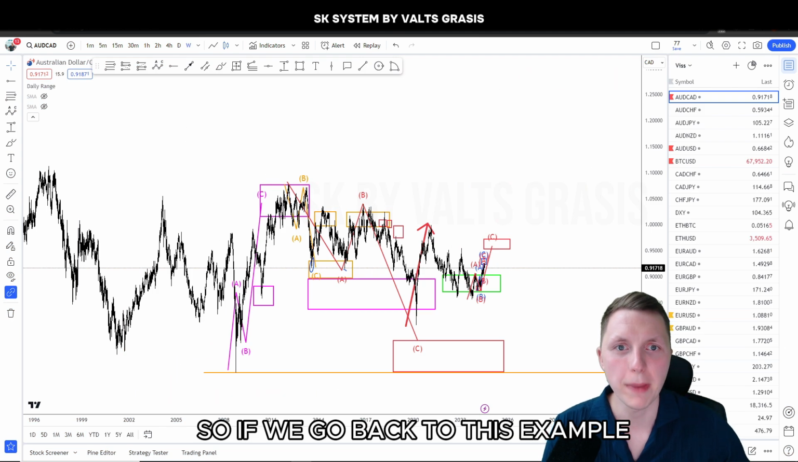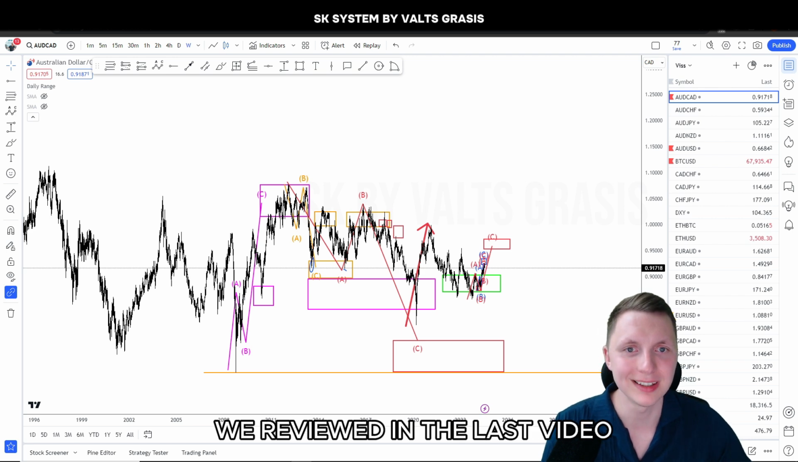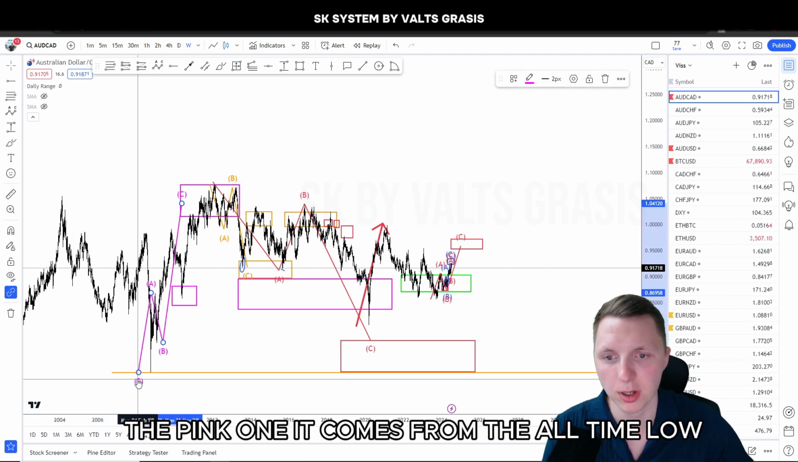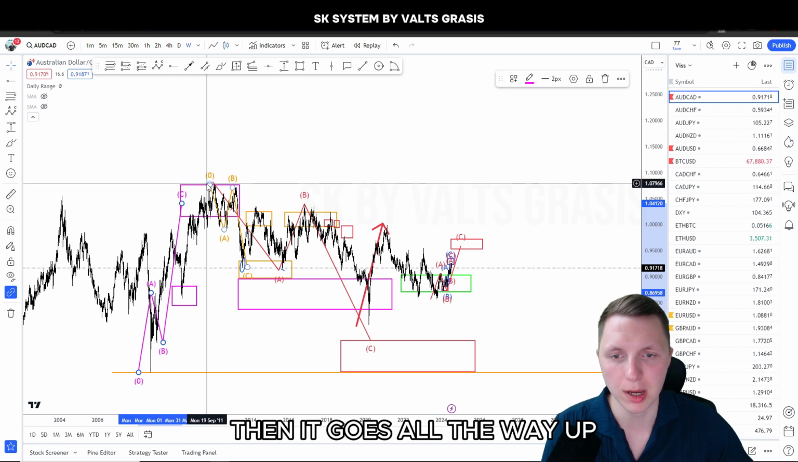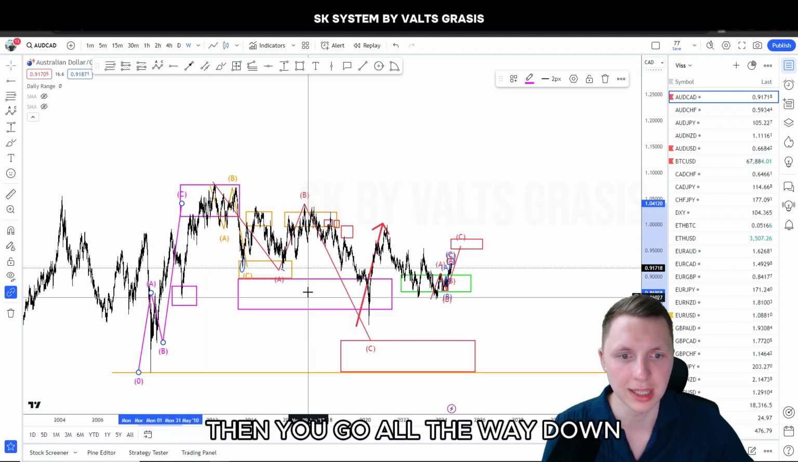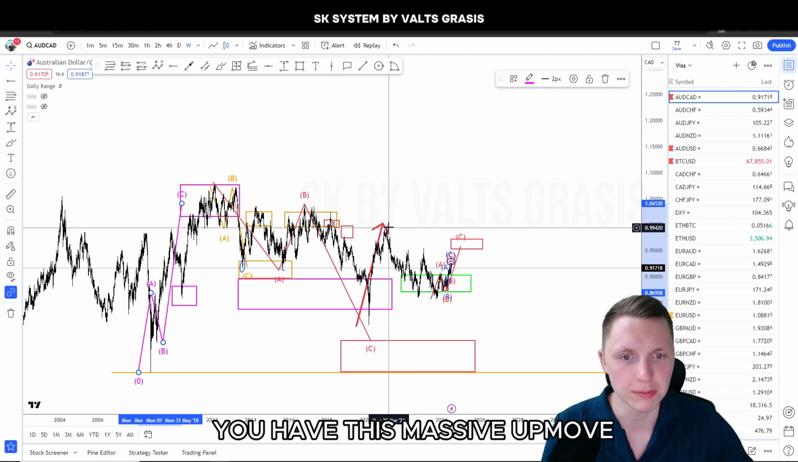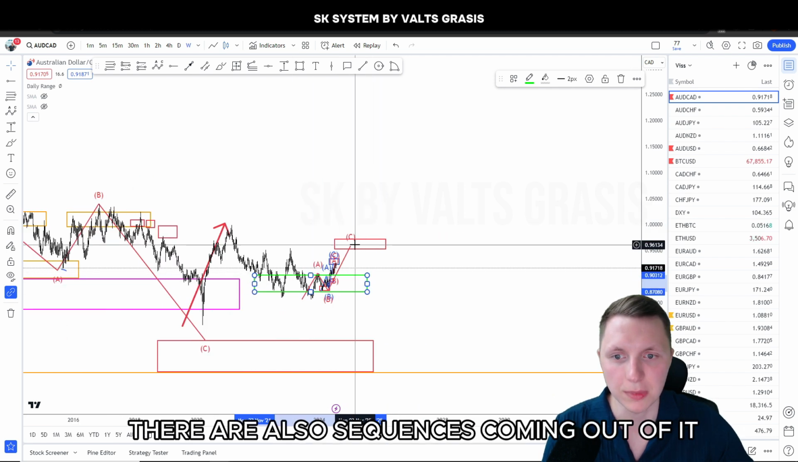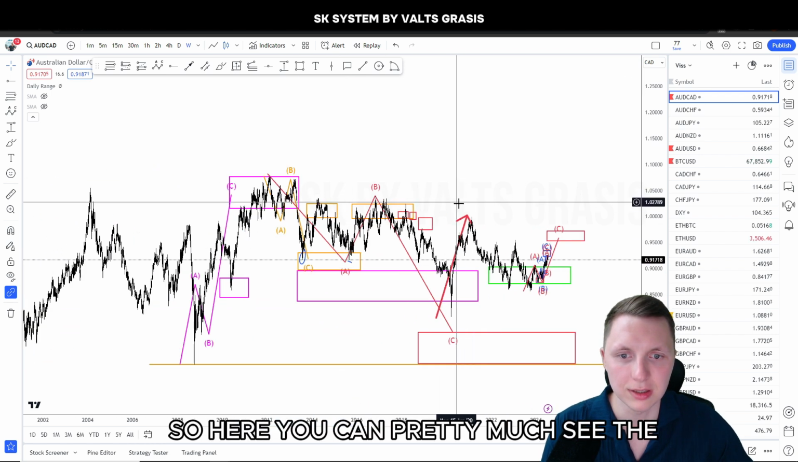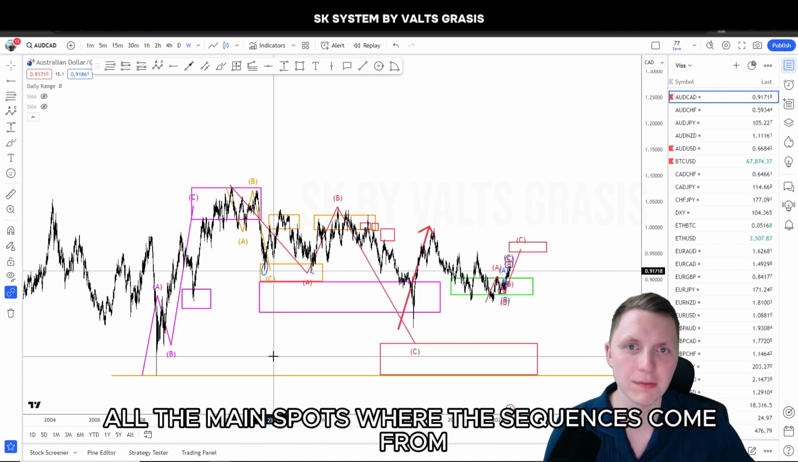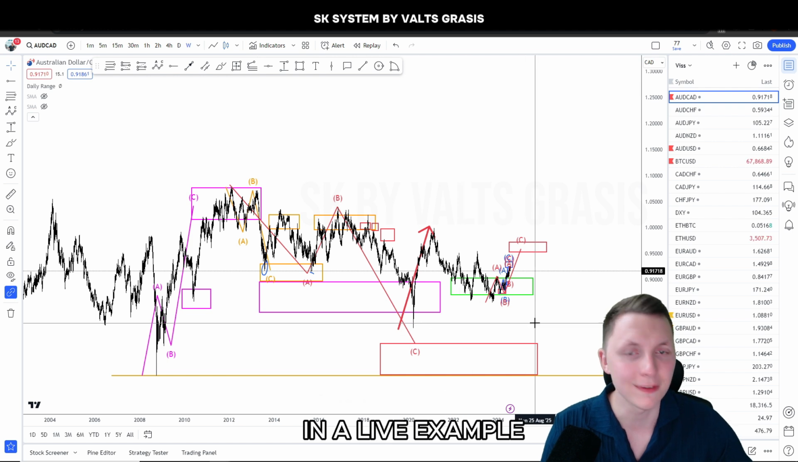So if we go back to this example we reviewed in the last video, you're going to see actually this sequence, the pink one, it comes from the all-time low. Then it goes all the way up, and you have this orange sequence coming from the sequence target. Then you go all the way down, you have this massive up move, and then in this correction, there are also sequences coming out of it. So here you can pretty much see all the main spots where the sequences come from in a live example.